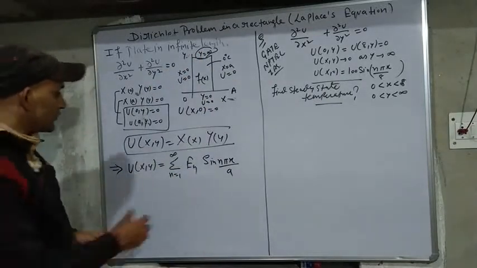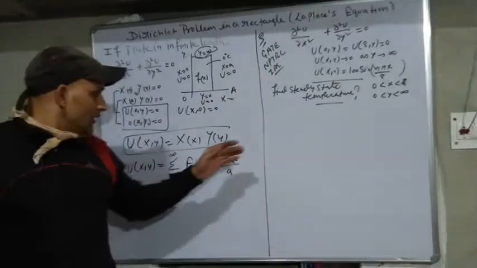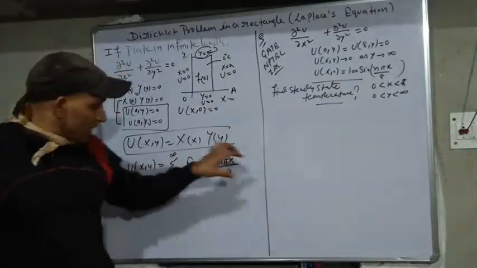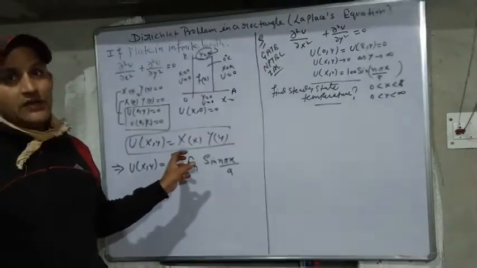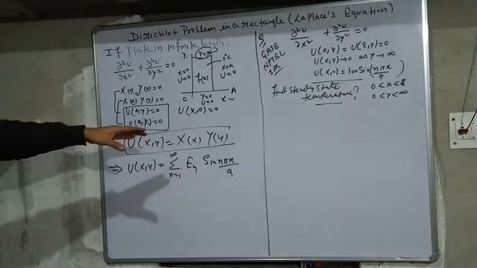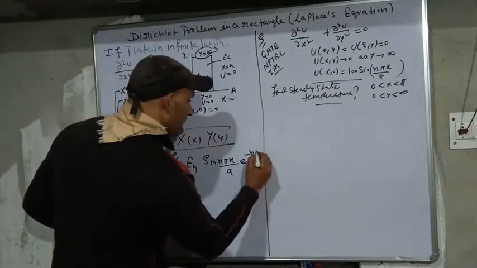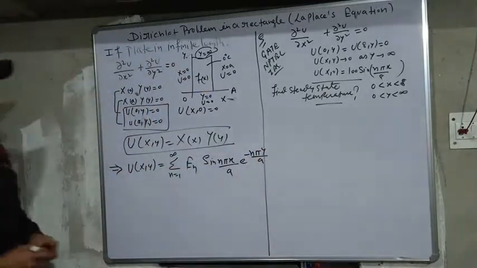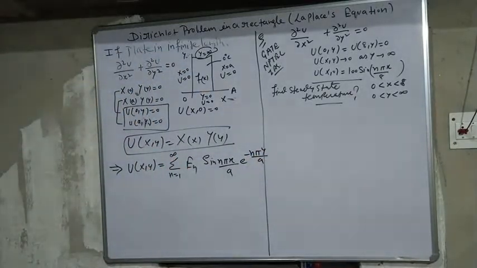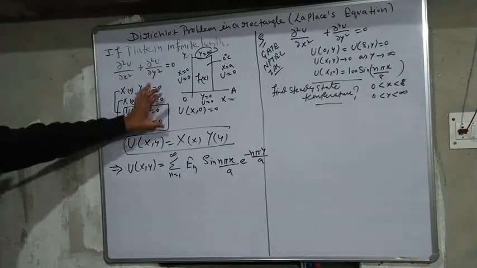Okay, so this formula, the heat equation formula and the wave equation formula, are also similar. You just go to the previous lecture, that is also similar. So we will add something also here: e to the power minus n pi y upon a. That is also the same thing. So this is the solution for such type of problem.